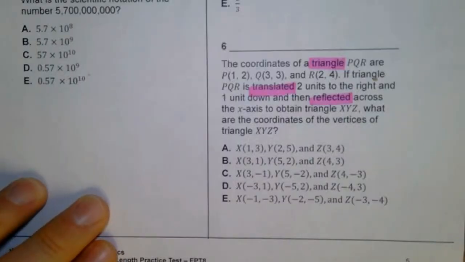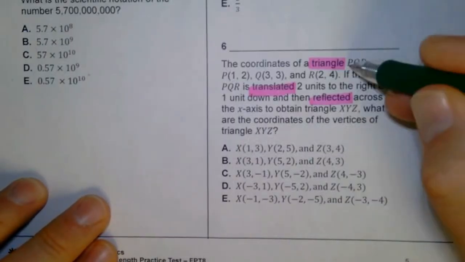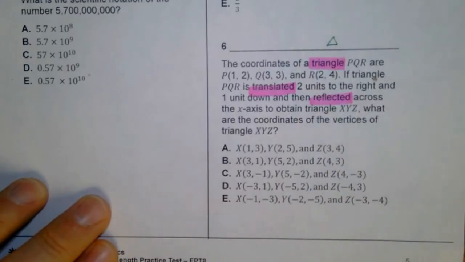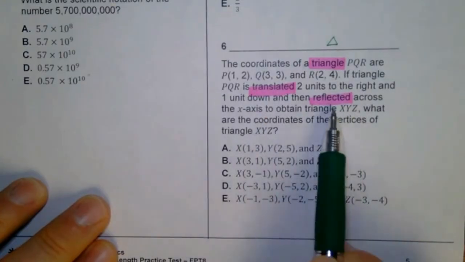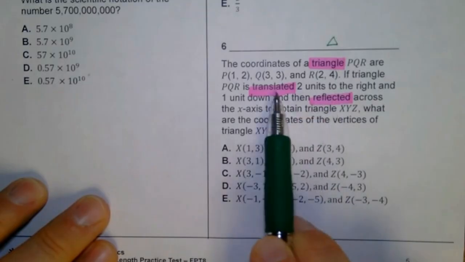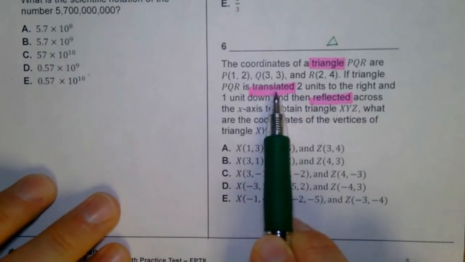Question 6 has some key vocabulary. I believe that people are comfortable with what a triangle is, but it's asking, what are we going to do with that triangle? We're going to translate it, and then we're also going to reflect it. On a basic level, translate just means to move.